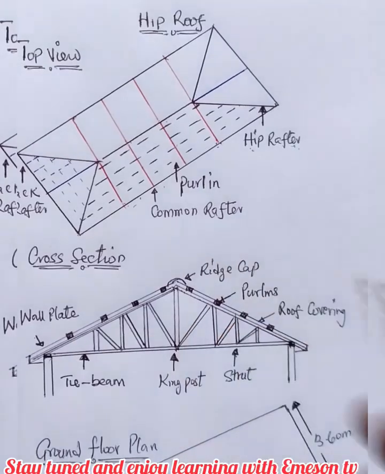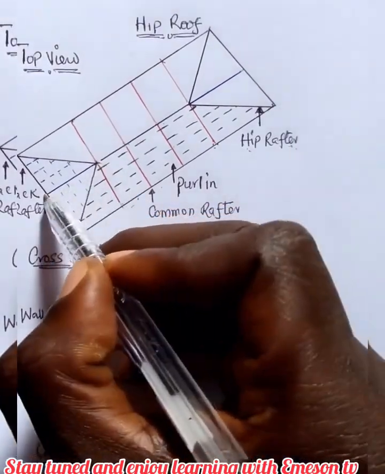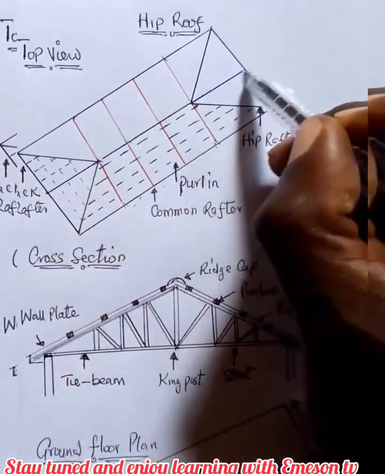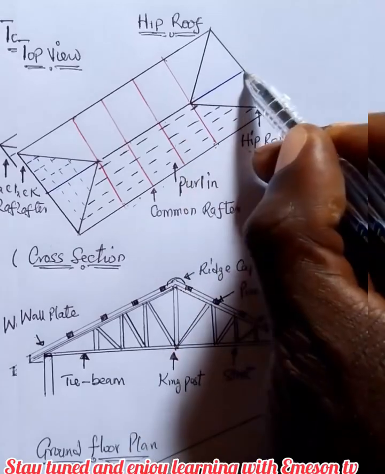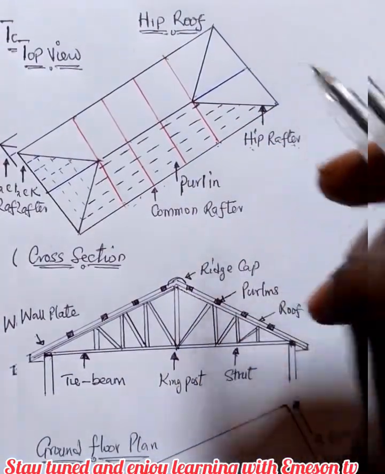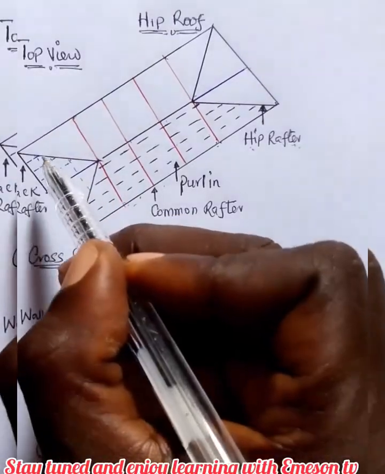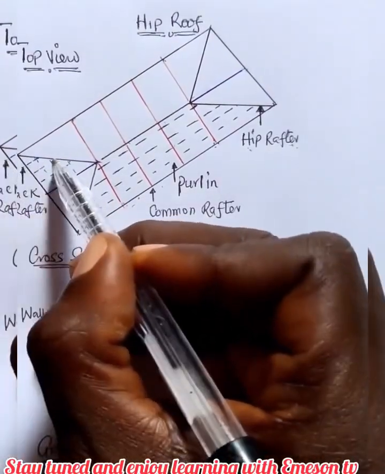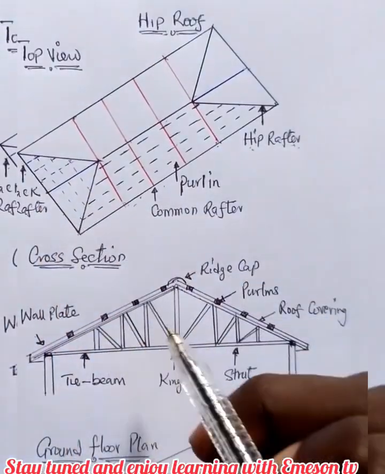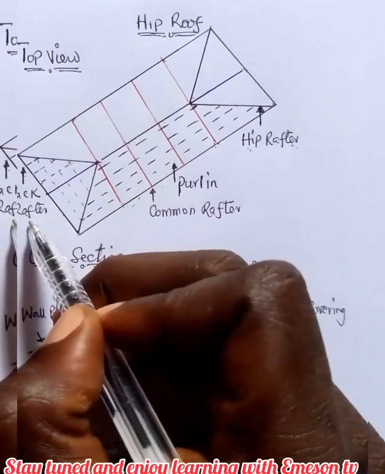Also, the rafter that runs from the top of the king post down to this point is also known as common rafter. This rafter is common rafter also. Take note, please. Having known that, then we'll have this other rafter that will run. Look at this place. Identify it here. This rafter that will run at this point, at this point, they are not always equal. This rafter is called jack rafter.